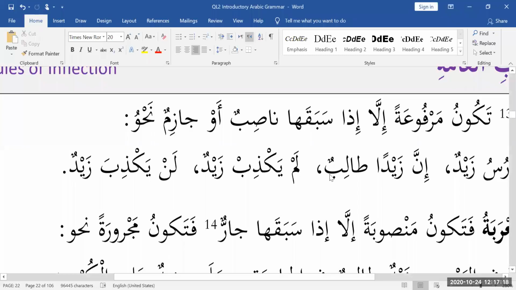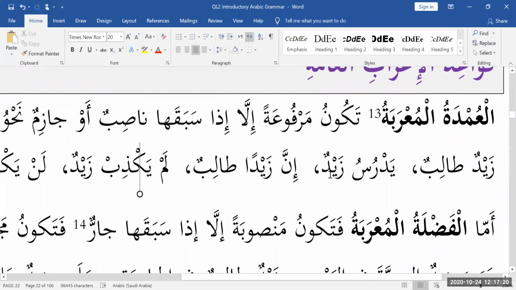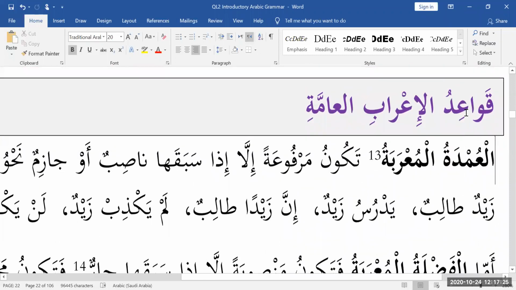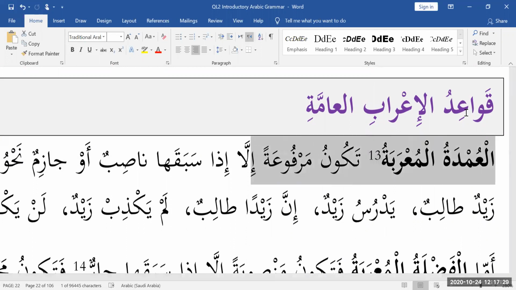let's continue on. So that was the first rule. The first rule in the general theory of inflection says that al-umdatul mu'rabatu takunu marfu'atan illa idha sabaqaha nasibun or jazimun. That's the first rule. The inflected pillar will be marfu except when preceded by a nasib like inna and lan, or jazim like lam.